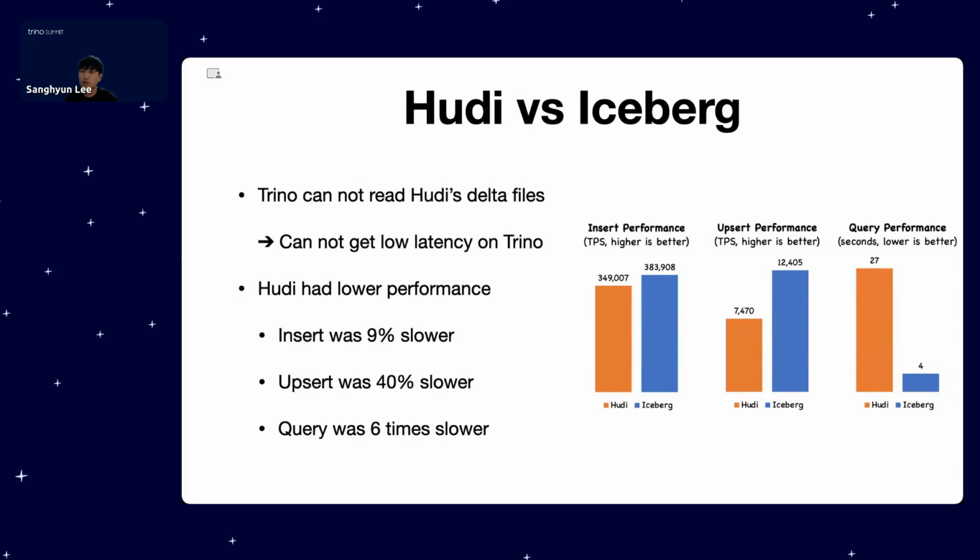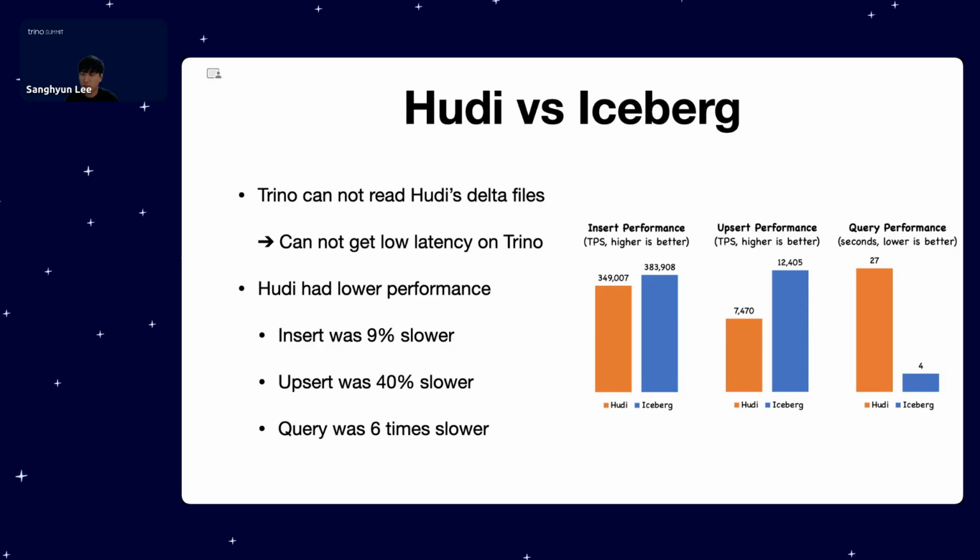However, we have some issues with Hudi. First, Trino's Hudi connector cannot read row-based delta files, so we cannot get Hudi's low latency on Trino. Next, in our benchmark tests, Hudi had lower performance compared to Iceberg. As shown here, insert was 9% slower, upsert was 40% slower, and query was six times slower.